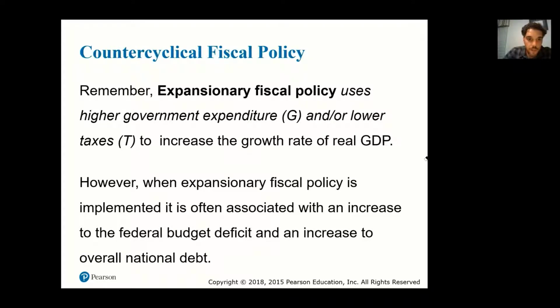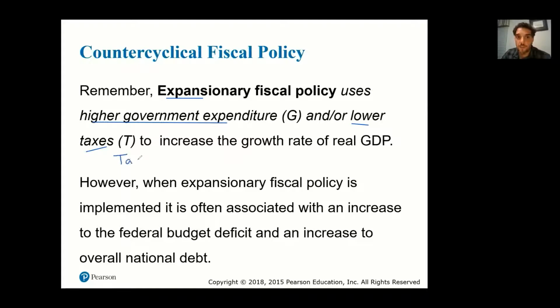Okay, so when talking about fiscal policy, we're essentially talking about the federal government's budget. And when an expansionary fiscal policy is implemented, this results in either higher government expenditure or lower taxes. And to understand the effects of these policies, we're going to have to first take a look at the federal budget.